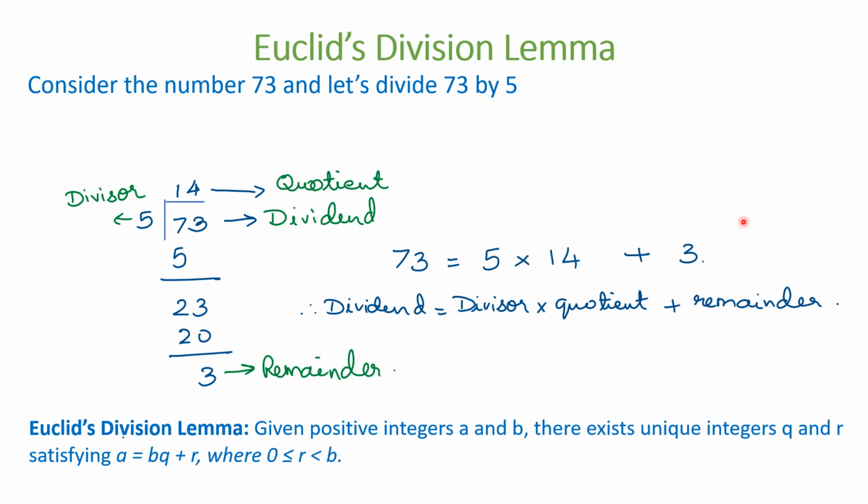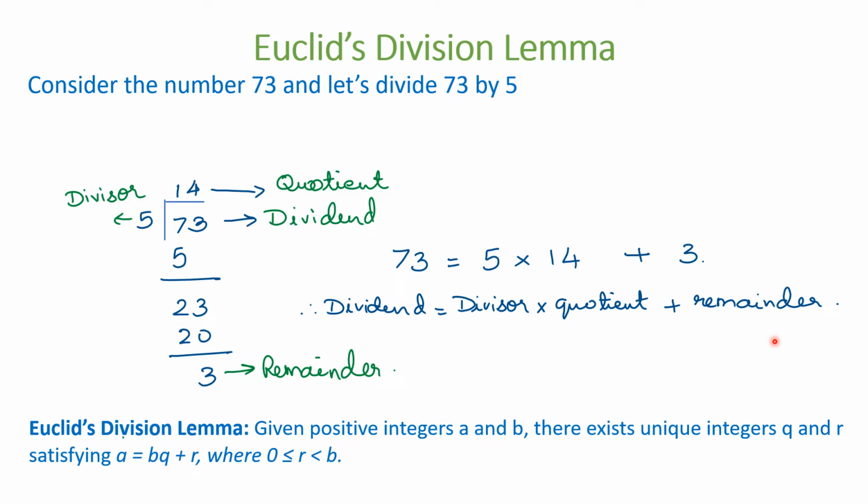Now, in order to further explain Euclid's division lemma, consider the number 73 and let us divide 73 by 5. When I divide 73 by 5, I find my quotient is equal to 14 and my remainder is equal to 3. If you look more clearly, you will see that 73, that is the dividend, is equal to divisor into quotient plus my remainder. So dividend is equal to divisor into quotient plus remainder.